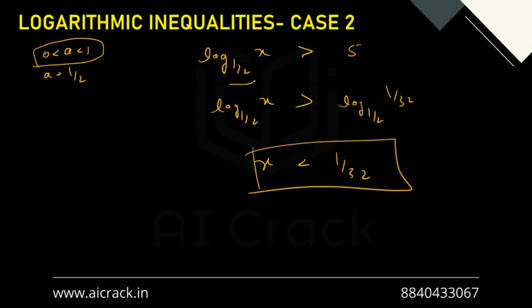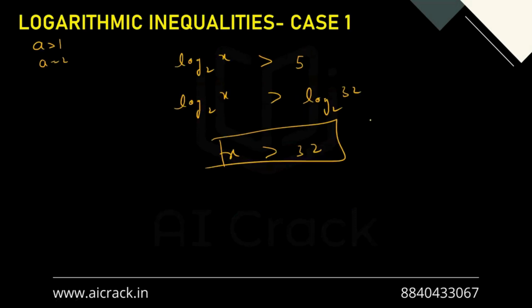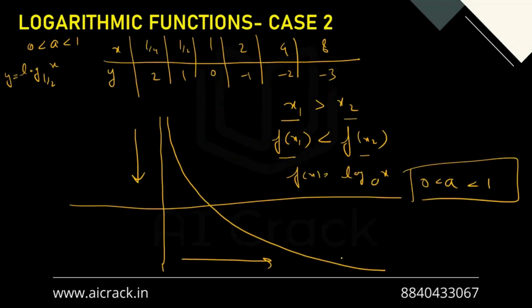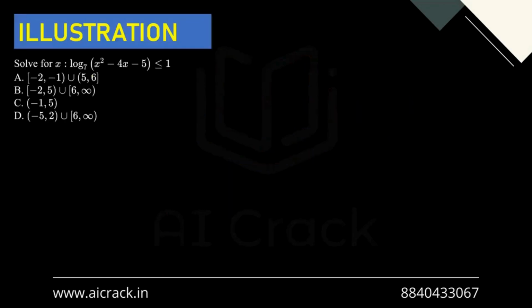We have to always check what our base is, and based on that we have to change our inequality signs, right? And this all is happening because of the decreasing function and increasing function. In this case the function was increasing, in this case the function is decreasing. Okay, now let's solve this question.